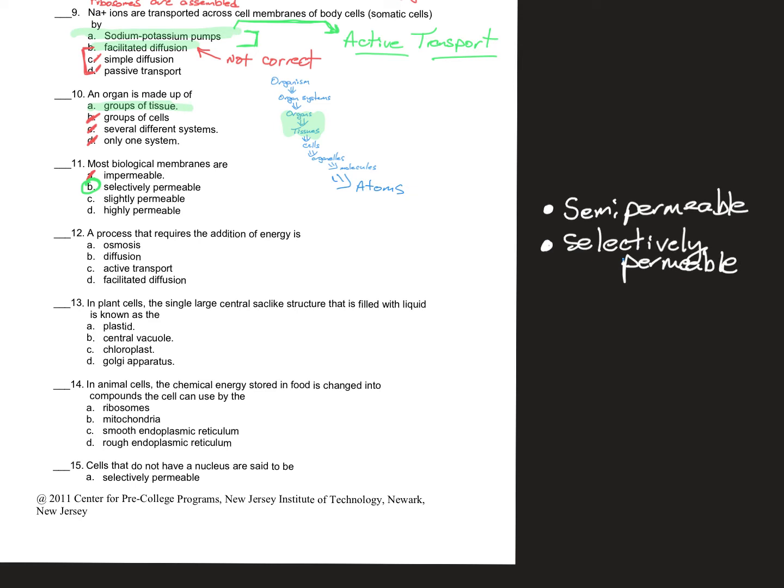Permeable means allowing it to go through. And I said, personally, I prefer selectively permeable versus semi-permeable. I think semi-permeable is misleading, but that's my opinion. So selectively permeable is the answer that I expected. Slightly permeable is not appropriate.